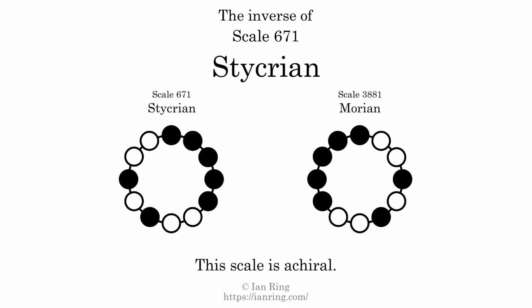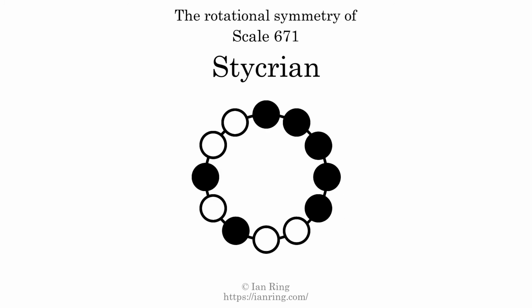The inverse of a scale is a mirror image. It is what you get when the sequence of intervals is reversed. The inverse of this scale is scale 3881, also known as Moorian. This scale is achiral, since it can transform into its own reflection by a rotational transformation. This scale has no rotational symmetry.